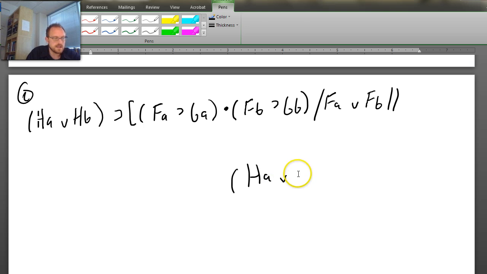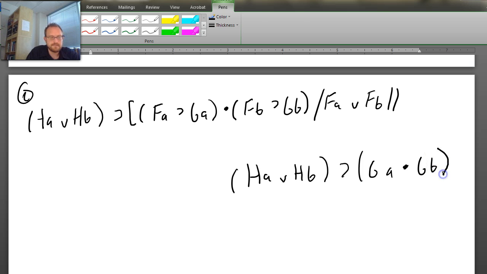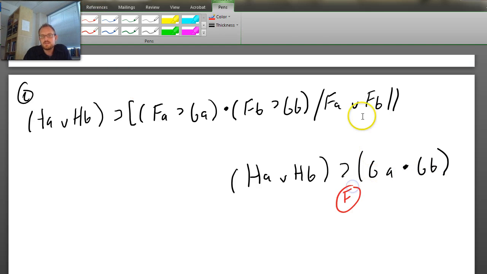So HA or HB, then GA and GB. Okay, so let's start with this problem here, and I'm just going to have to do the conclusion at the bottom. So the conclusion's false. The premises are each true. So that's going to go there. Oops, that should be an H.